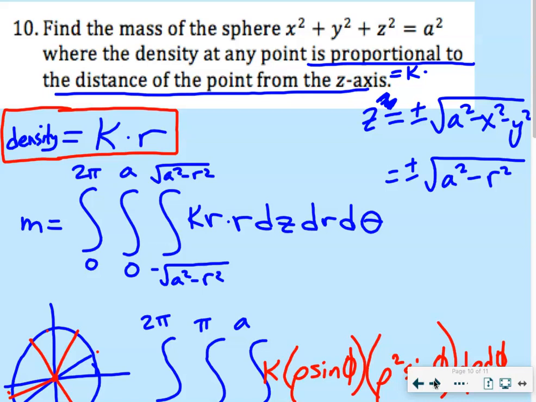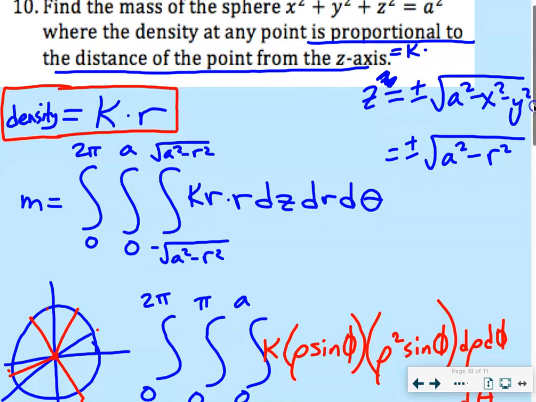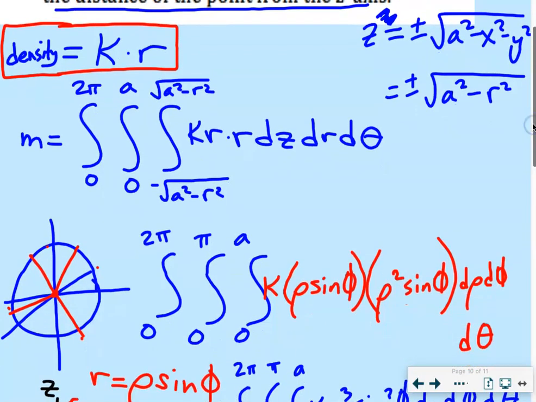So I went first to cylindrical, and then it looks like I converted to spherical. So anyway, could I have done this in cylindrical? I think so. I don't know though, with those square roots of a squared minus r squared, it's kind of a pain. But it probably would have still worked. I think it would have still worked.